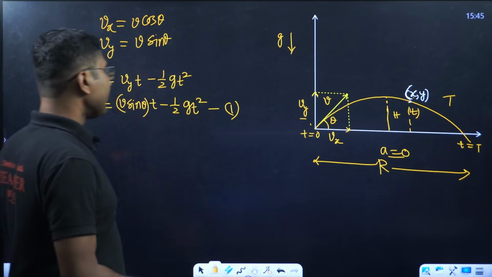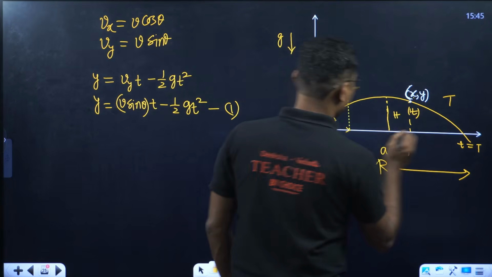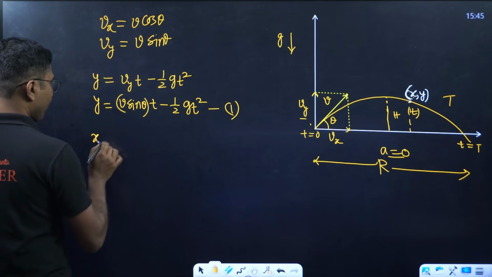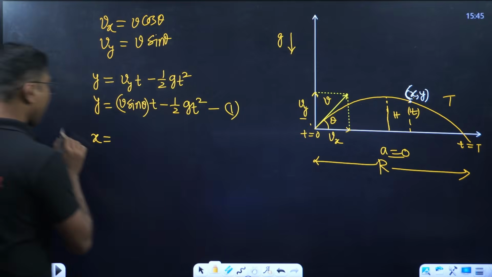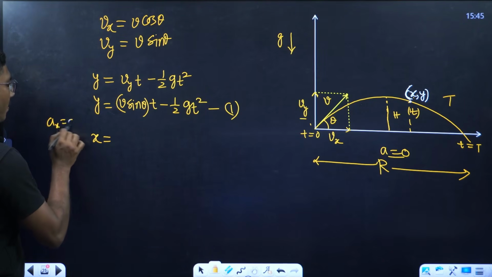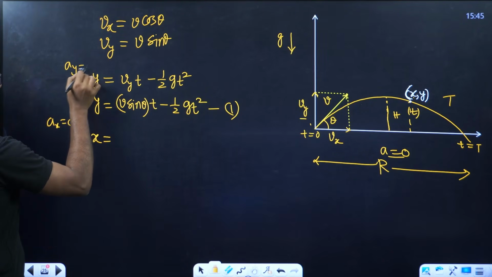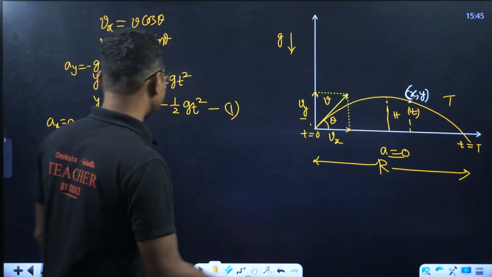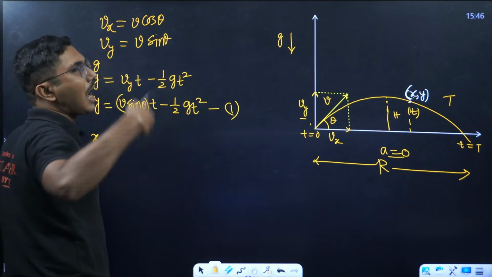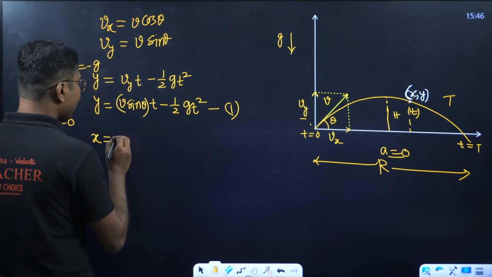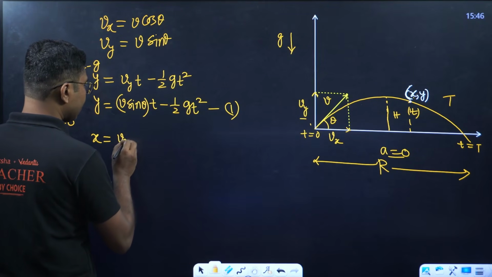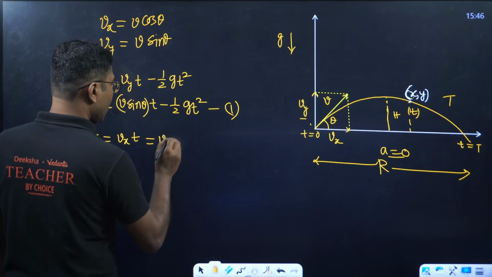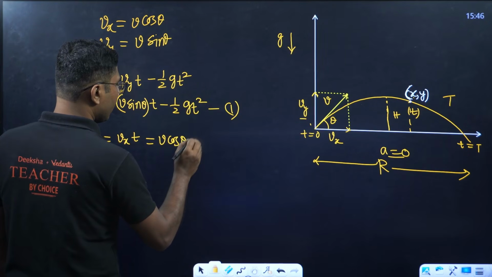Now let's check the x component. The y component is done. Now what about the x component? Acceleration along the y direction is minus g. Acceleration along the x direction is 0. So s is equal to ut plus half at square. Half at being 0, it will be only simple ut. So it will be vx into t, or v cos theta into t.